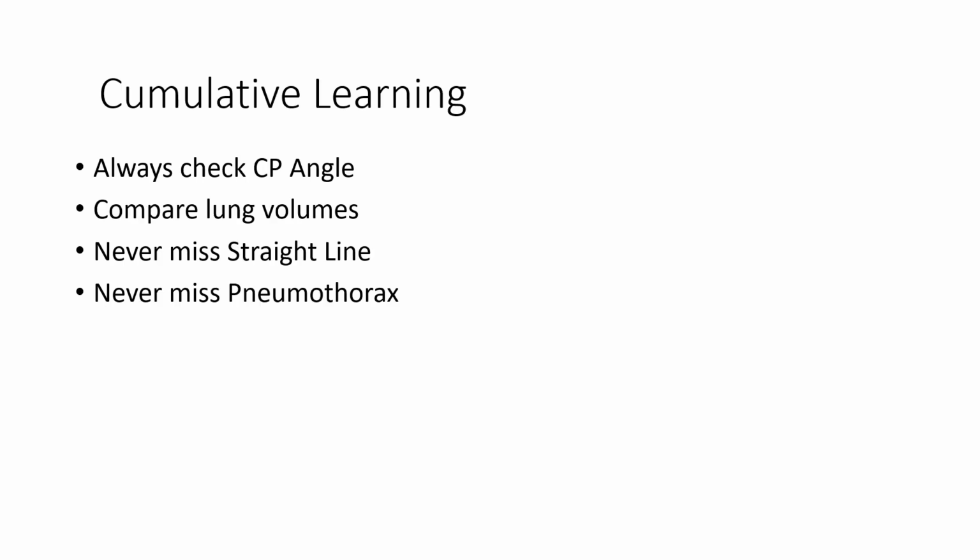So, cumulative learning. In the first session I said always check the CP angle in every x-ray. Then second, compare both the lung volumes. Then never miss a straight line. A straight line can indicate hydropneumothorax. And in this session, never miss a pneumothorax.